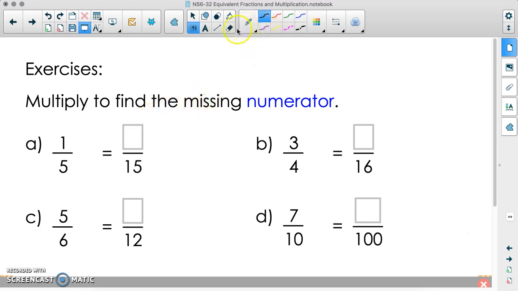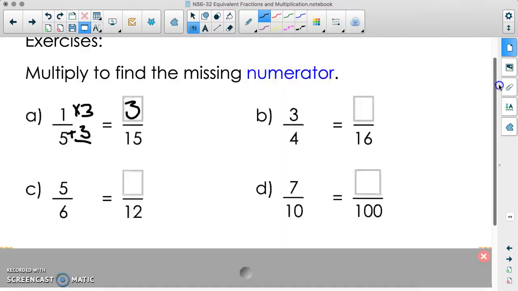Let's do A together first. So think of it in terms of 5 times what gives me 15? Well, 5 times 3 gives me 15. What you do to the denominator, you have to do to the numerator, so I have to times that by 3 as well. It's going to give me 3/15. So 1/5 is equal to or equivalent to 3/15.